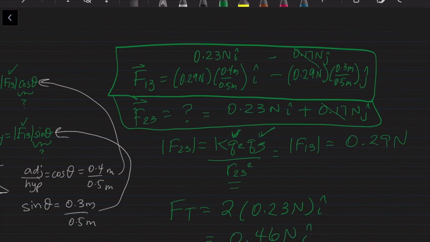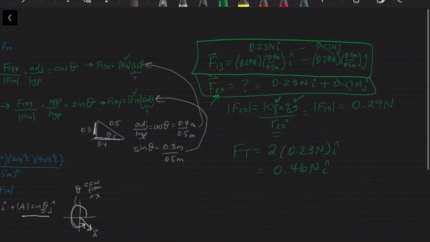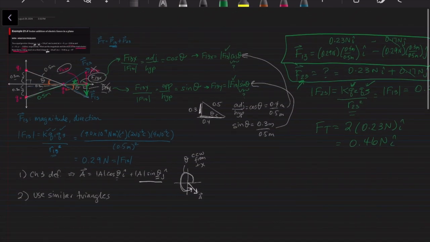Okay, so if that symmetry was hard for you to see, then what I suggest you do is go through all the similar triangles, get those components for F23, and prove to yourself that it is the way I said it was, that the y components cancel and the x components add. That'll be a good exercise for you, so go ahead and try that. And of course, let me know if you have any questions about either of these methods, okay?